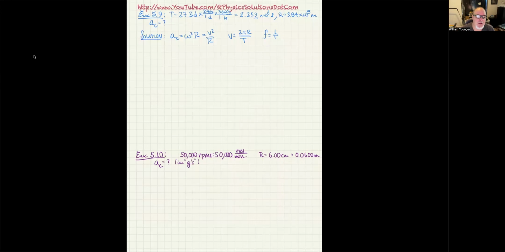So you see example 5.9. I've gotten the data that they gave me as well as the solution equations that I'll be needing. I won't necessarily need f equals 1 over T; I just want to remind you of that. But here's example 5.9, called Moon's centripetal acceleration. The Moon's nearly circular orbit about the Earth has a radius of about 384,000 kilometers and a period of T equal 27.3 days. Determine the acceleration of the Moon toward the Earth.